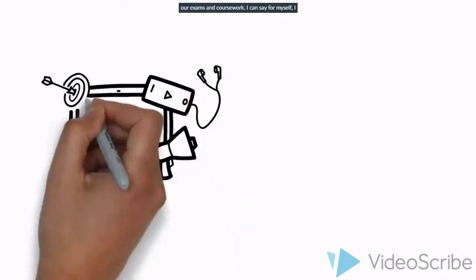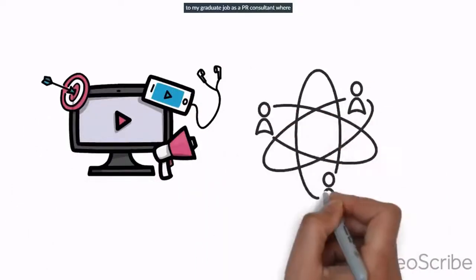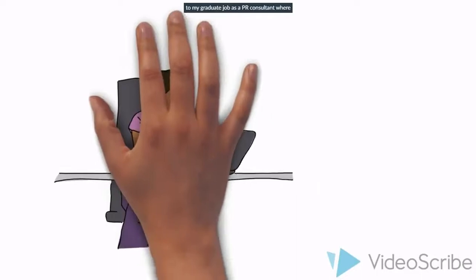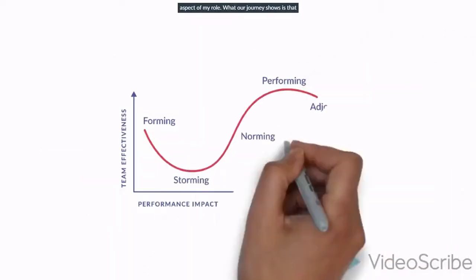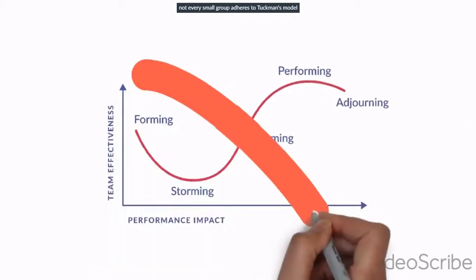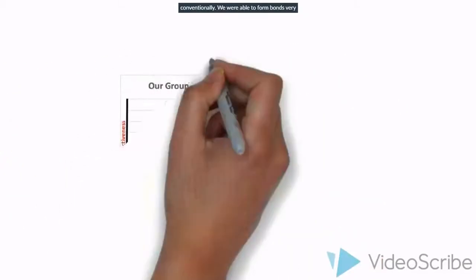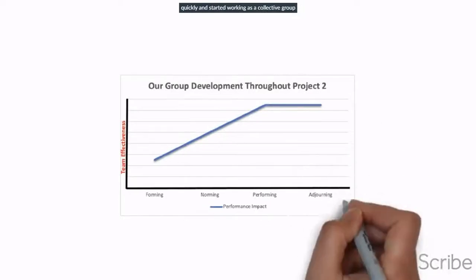I can say for myself, I will be taking on this experience into the future of my graduate job as a PR consultant, where working in teams is going to be a fundamental aspect of my role. What our journey shows is that not every small group adheres to Tuckman's model conventionally. We were able to form bonds very quickly and started working as a collective group from the get-go, producing a comfortable environment so we never experienced any storms.